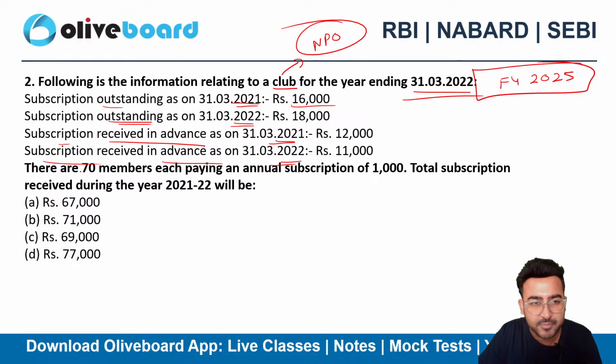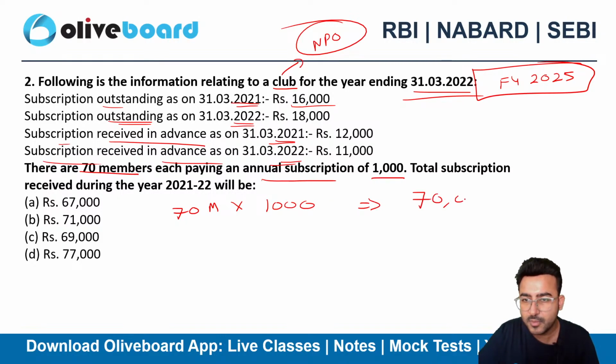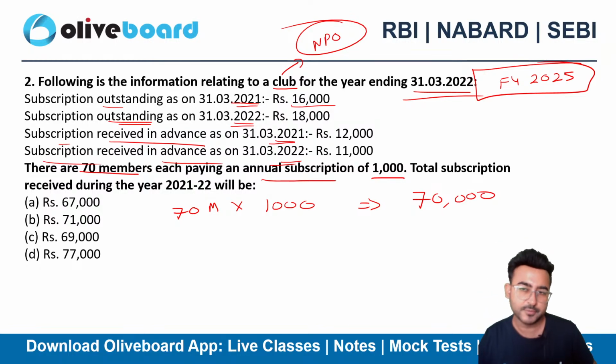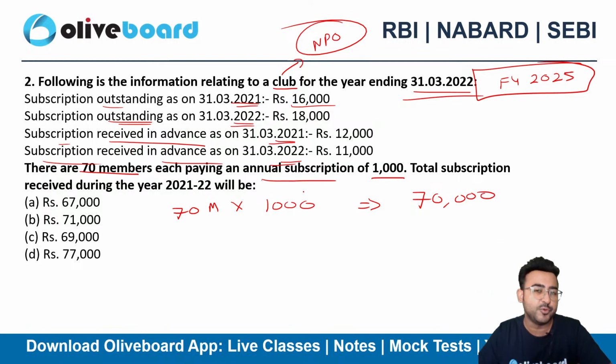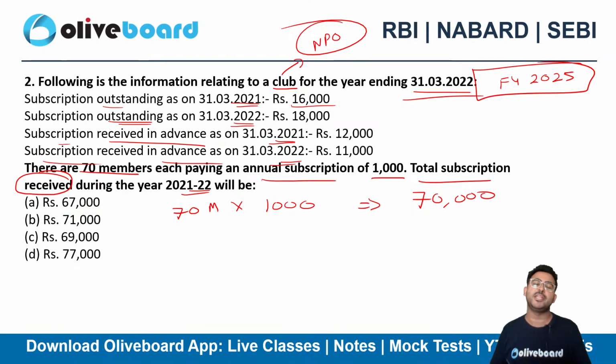There are 70 members who will be paying me an annual subscription of 1,000 rupees each. So can I say that my income from subscription for the current year is 70,000? The question is asking for the total subscription received during the year 2022. So we need to compute the amount that you have received in your pocket.